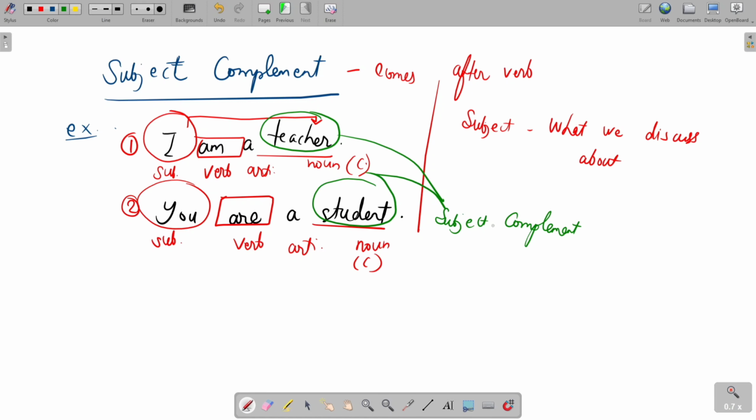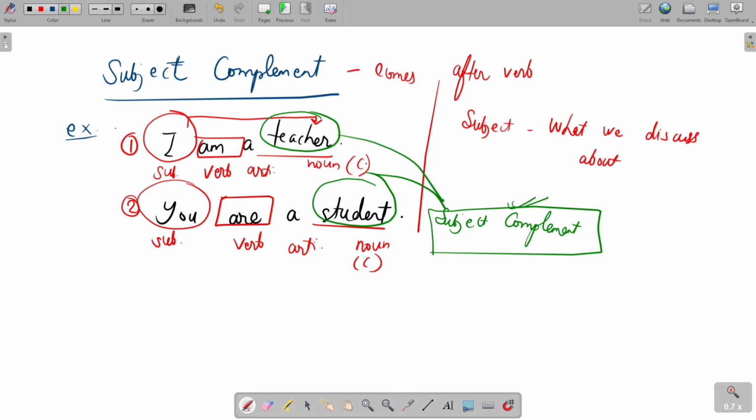In conclusion, we can see that if any verb is given in the sentence and in the left side of the verb there is a subject and in the right side of the verb there is a word which is giving information about the subject, which is ultimately completing the idea of the sentence by giving extra information or state about the subject, then that word which is being written in the right side of the verb will be called subject complement. What do we call it? It will be called subject complement.